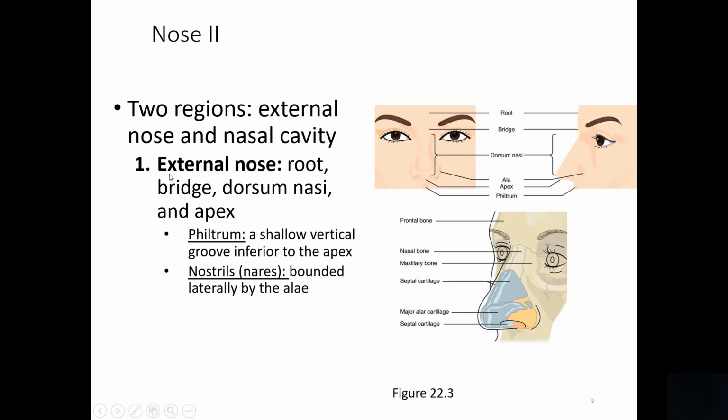Next one, external nose. That's what we can see from the outside. We have the root of the nose, here a bridge between the eyes. That is the dorsum of the nose or back of the nose. On the sides there are ala structures made of cartilages. Right here we have the philtrum, a shallow vertical groove from the nose going to the mouth. And finally we have nostrils or nares that allow us to inhale the air.